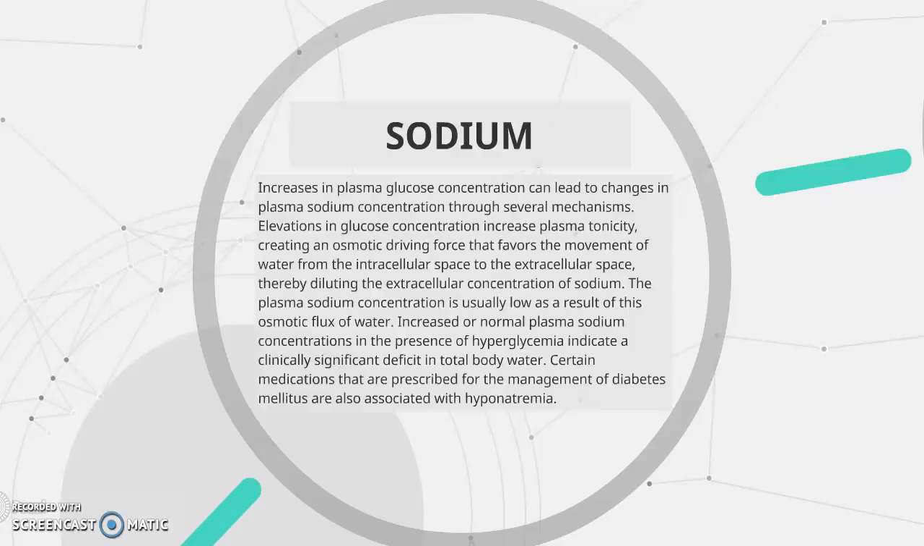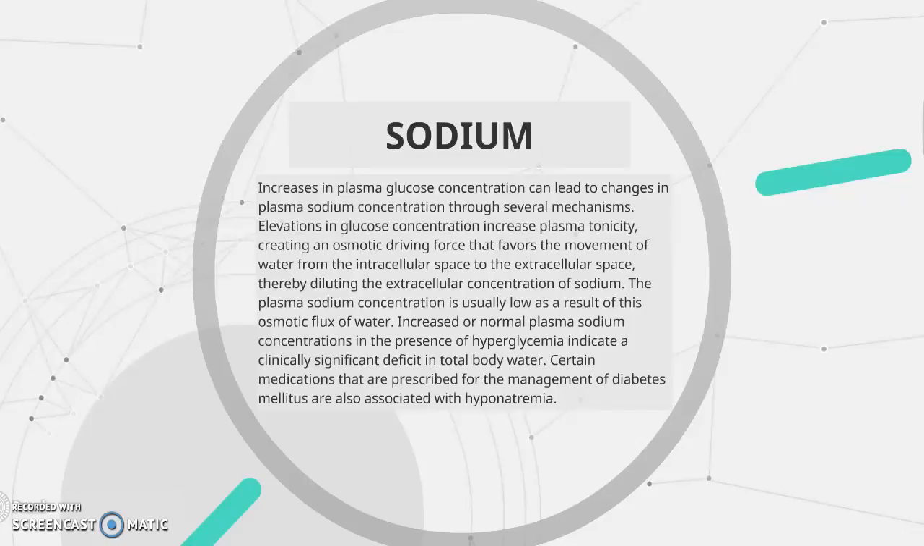Sodium. Increased plasma glucose concentration can lead to changes in plasma sodium concentration through several mechanisms. Elevations in glucose concentration increase plasma tonicity, creating an osmotic driving force that favors the movement of water from the intracellular space to the extracellular space, thereby diluting the extracellular concentration of sodium. The plasma sodium concentration is usually low as a result of the osmotic flux of water. Increased or normal plasma sodium concentration in the presence of hyperglycemia indicates a clinically significant deficit in total body water.